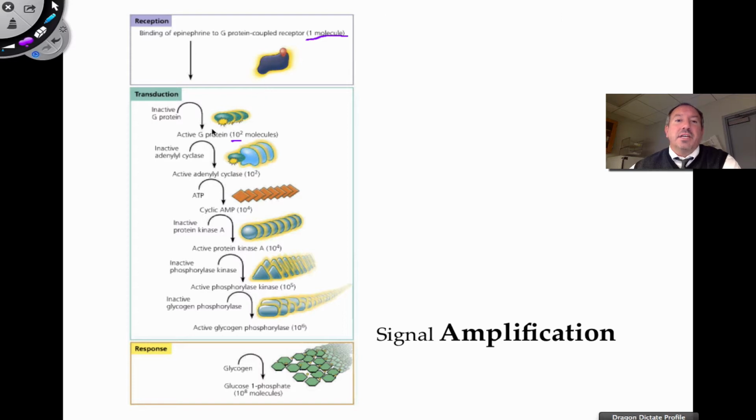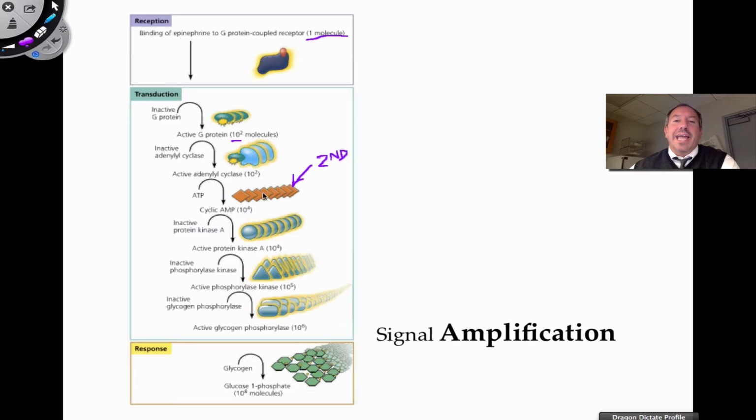Then this activated G protein will activate adenylate cyclase. And this is an enzyme that's also membrane bound. Don't get caught up in the detail, but once that becomes activated, this molecule will then be able to convert adenosine triphosphate, ATP, into a copious amount of cyclic AMP. So it's the removal of the pyrophosphate, and so on. But the cyclic AMP acts as a secondary messenger.